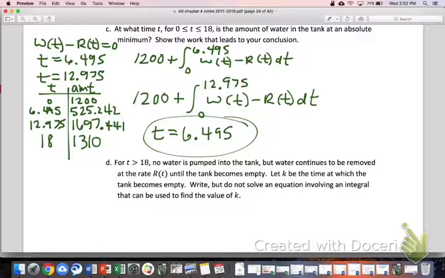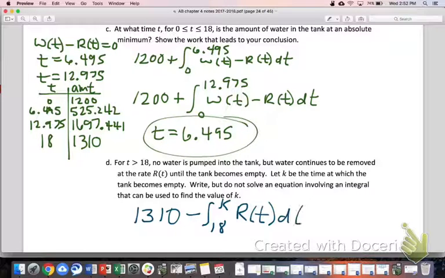So here's what we're going to do. What's the amount when t equals 18? Like how much water is in the tank? 1310. So 1310 approximately. Okay. So remember, the W has been turned off, right? But the R continues. So what I'm going to do is subtract the integral from 18 to k of R of t dt.